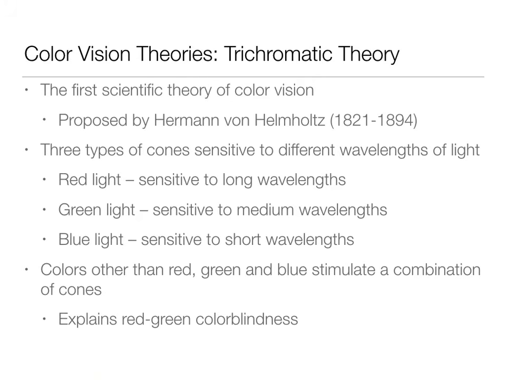And colors other than these three, because obviously you can see more than three colors, really stimulate a combination of cones. Some of the support that we see for this is things like red-green color blindness, which is one of the most common types of color blindness, where people can't distinguish between those. We see this primarily in genetic males, so there is more prevalence in that population than we see in other populations.